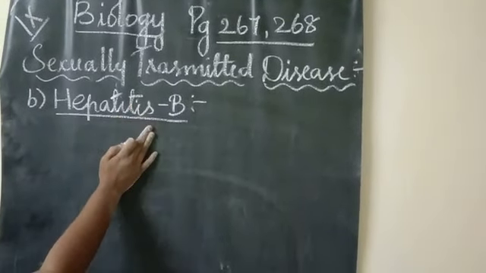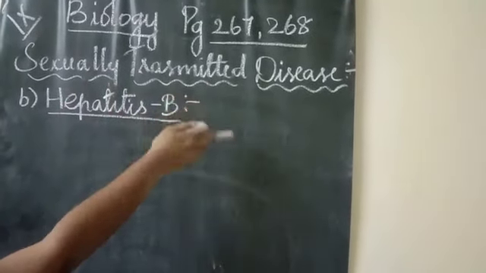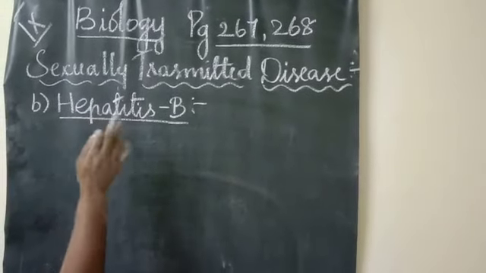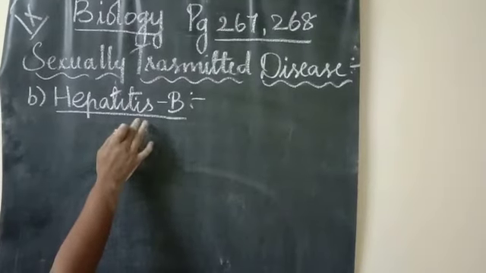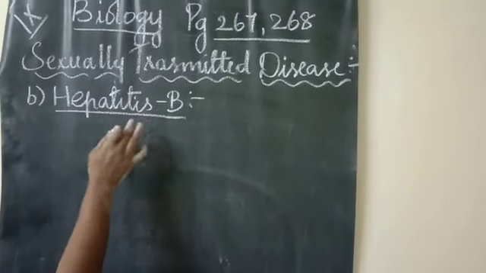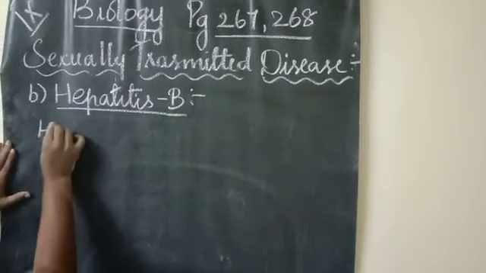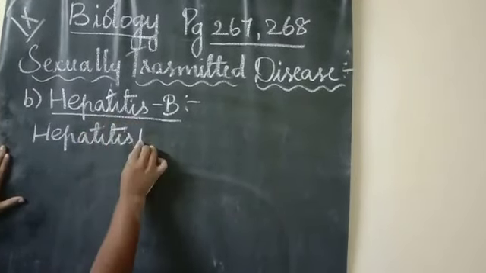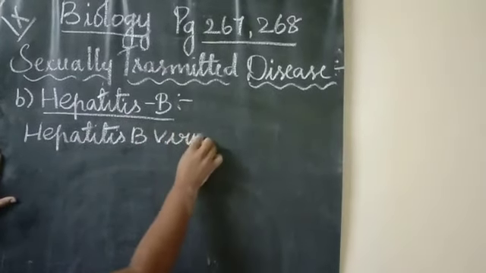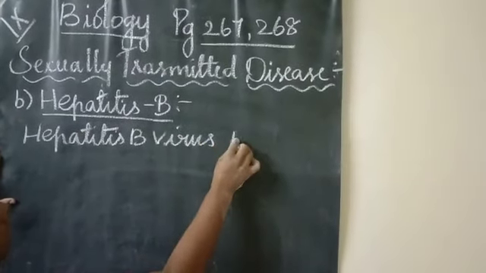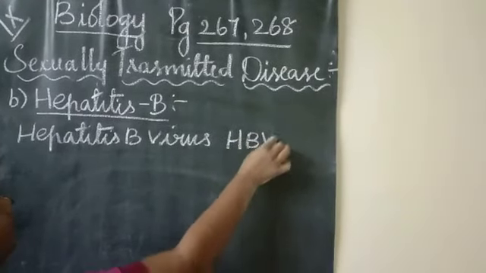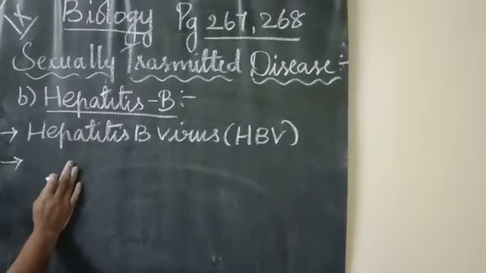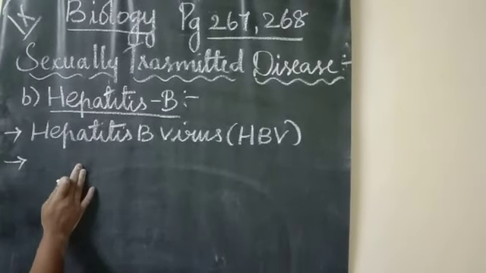This is also one of the sexually transmitted diseases. Hepatitis B is also called serum hepatitis, and it is caused by the hepatitis B virus, which is shortly called HBV. The main thing about this virus is that it starts damaging the liver cells.